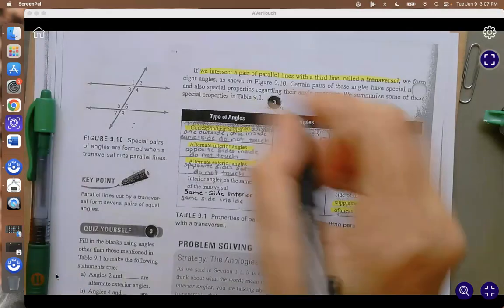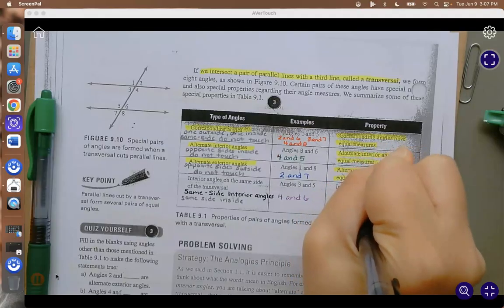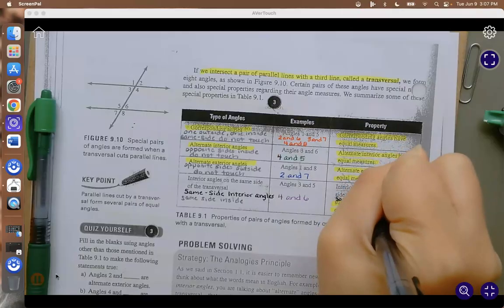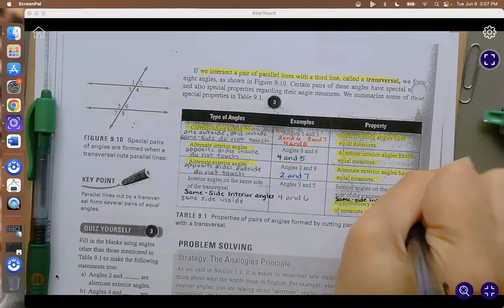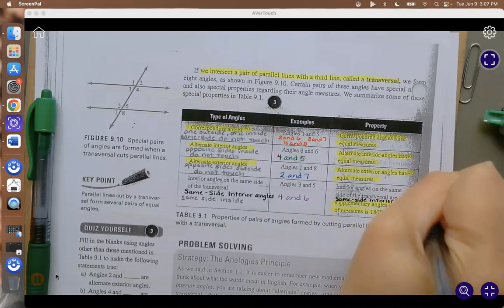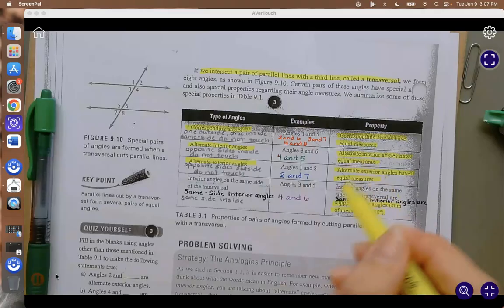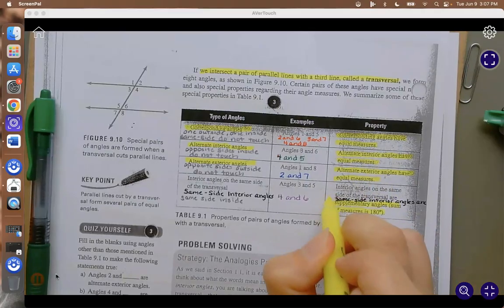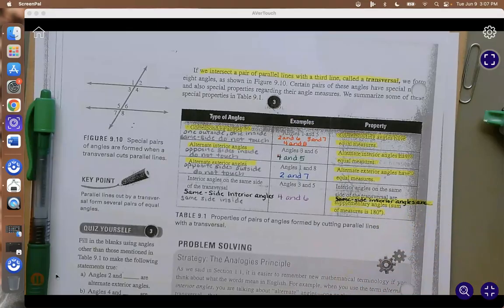So I'm going to put here same side interior angles are supplementary. Okay? And once that dries a little bit, I'm going to highlight it. I just don't want it to smear. It's still going to smear because I'm not patient. Yep. Not patient. So it smeared a little. Okay?